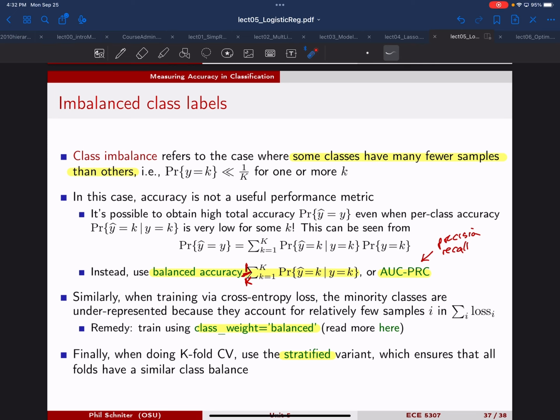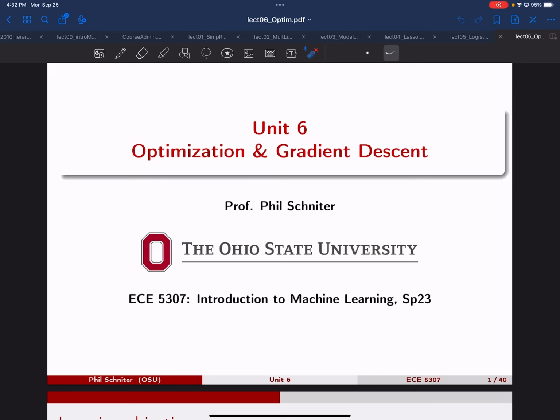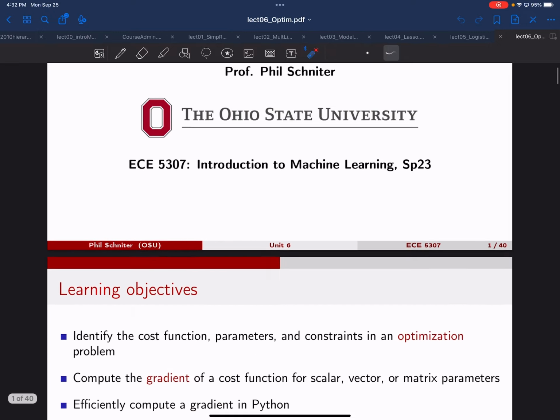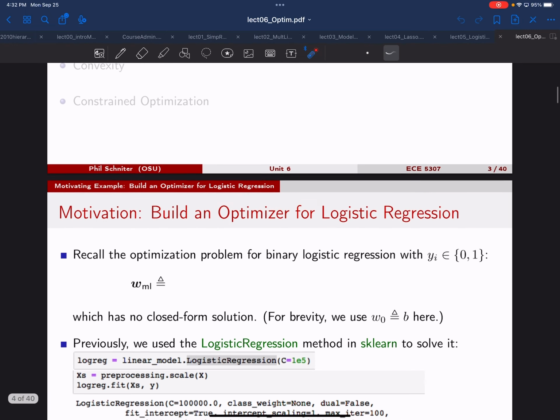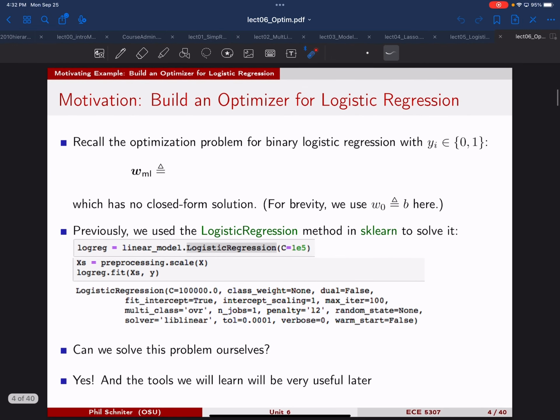Great, okay, so let's move on to unit 6 then. This is going to be a unit on optimization. What we learn here is going to be super important, especially once we get to neural networks. But basically, our motivating example, our main demo here, is to build an optimizer for logistic regression.